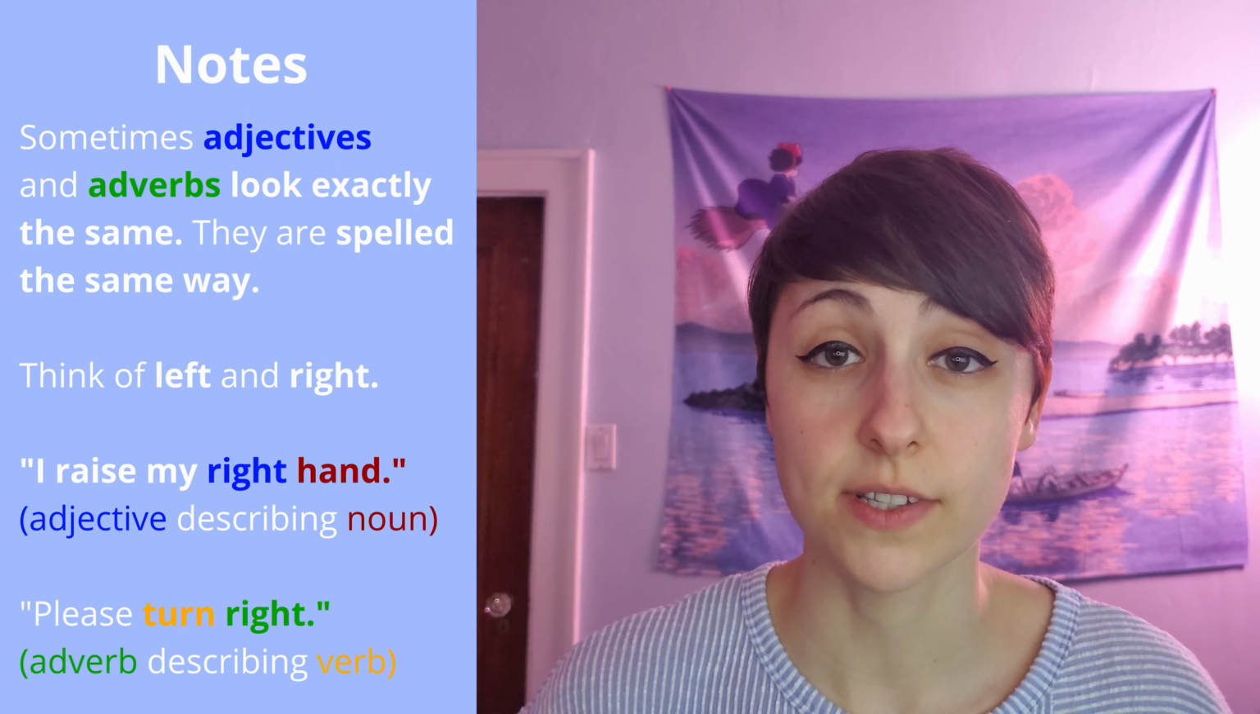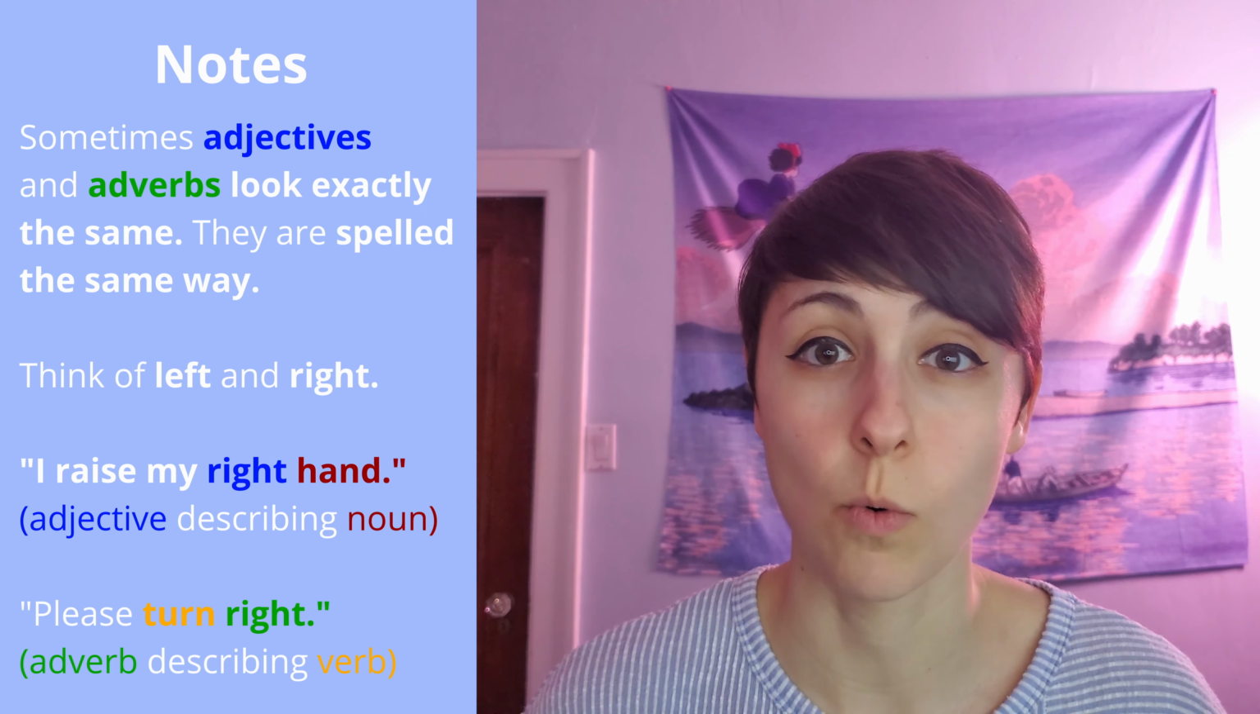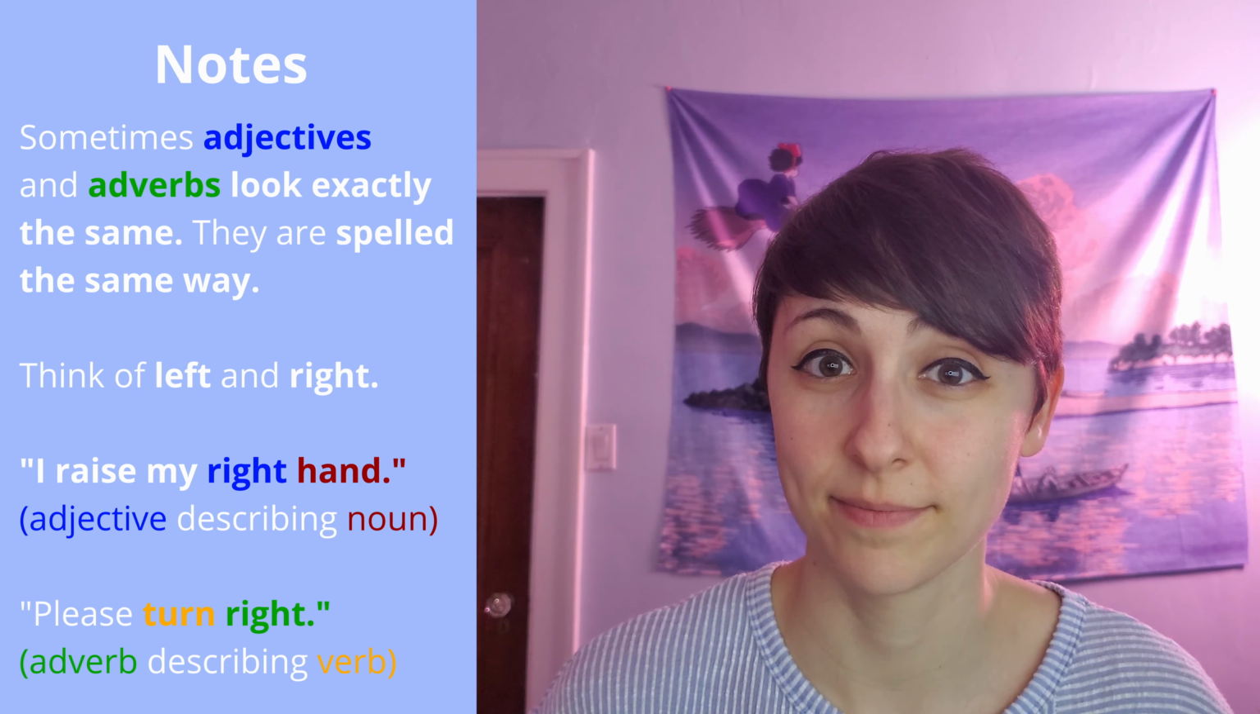But you could also say, please turn right. And here, right is describing how, where you're turning. The verb turn is described by right. This is why I think it's really important to write down the part of speech when you're studying English vocabulary. If you write down that left can be an adjective or an adverb, and you write an example sentence of each usage, that will help you so much in avoiding common mistakes in the future. Learning part of speech will really help you with improving the quality of your English.